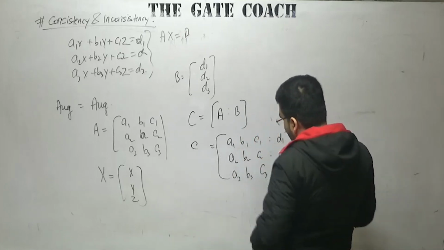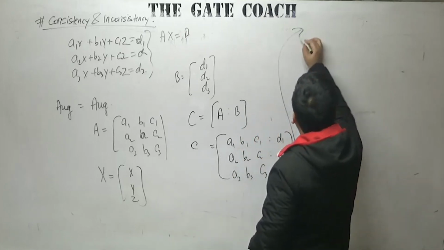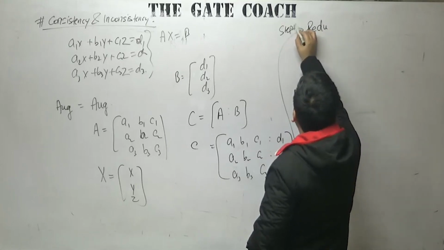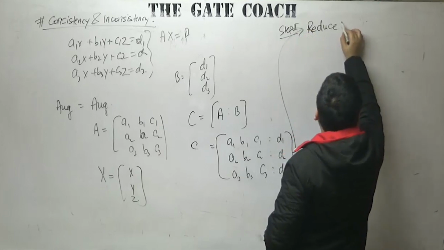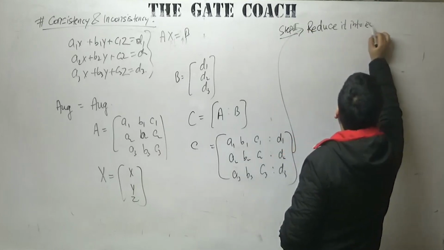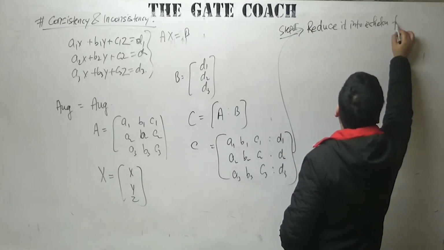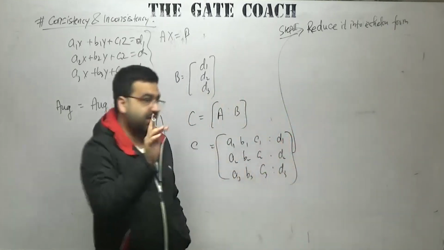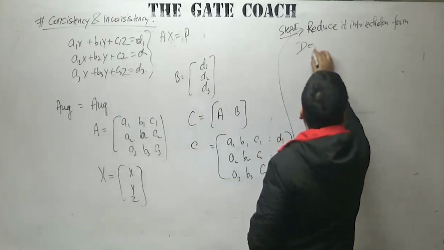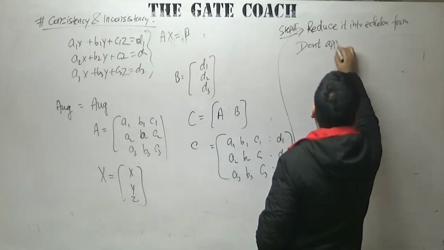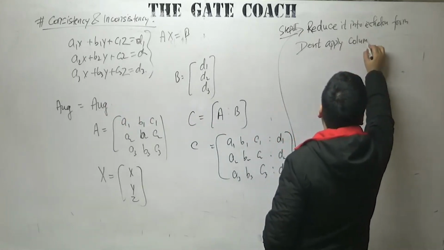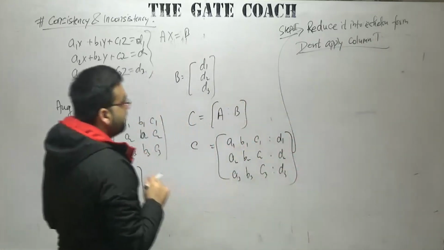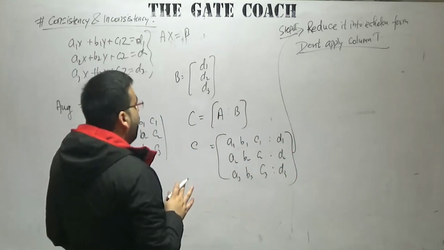So reduce it into echelon form. This is step number 2: reduce it into echelon form. Note, do not apply column transformation here, otherwise it will be wrong. Do not apply the column transformation. Reduce into echelon form.